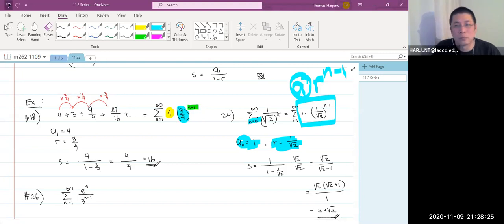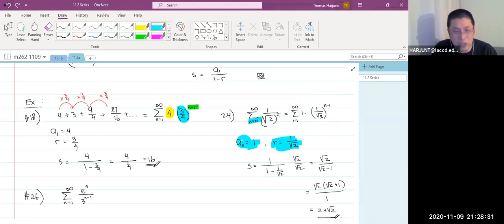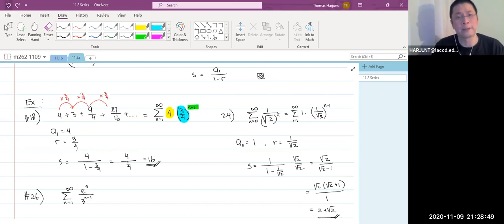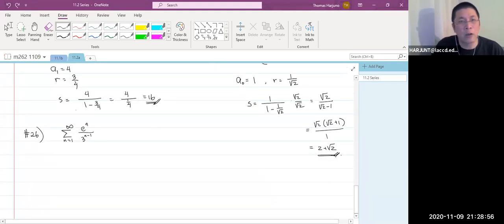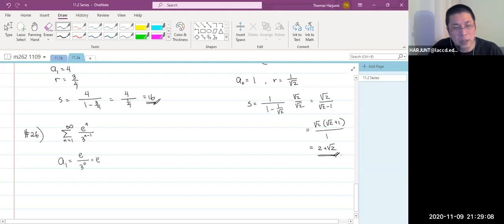Now, do not assume all series you see will be geometric series. That's so not true. The series that you see in this section will start with geometric series, but you will see further on that that's not the case. Now the thing is, how do I recognize this as a geometric series? Let's see, what is the first term? The first term is e to the 1 over 3 to the 0. That's 1, that's simply e. That's the first term.